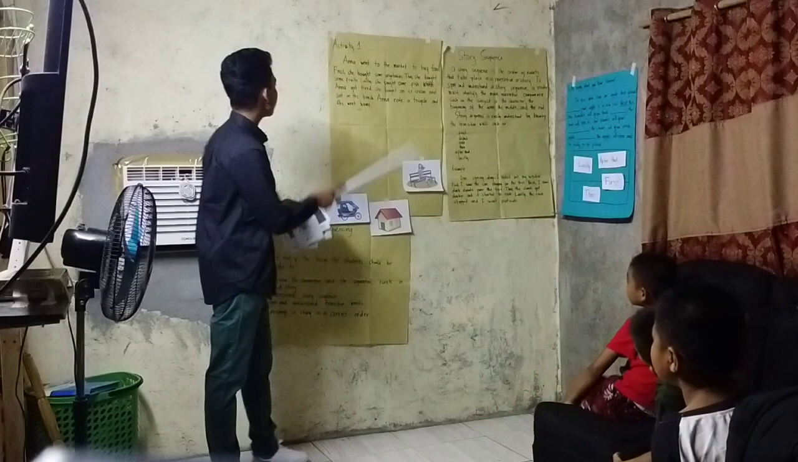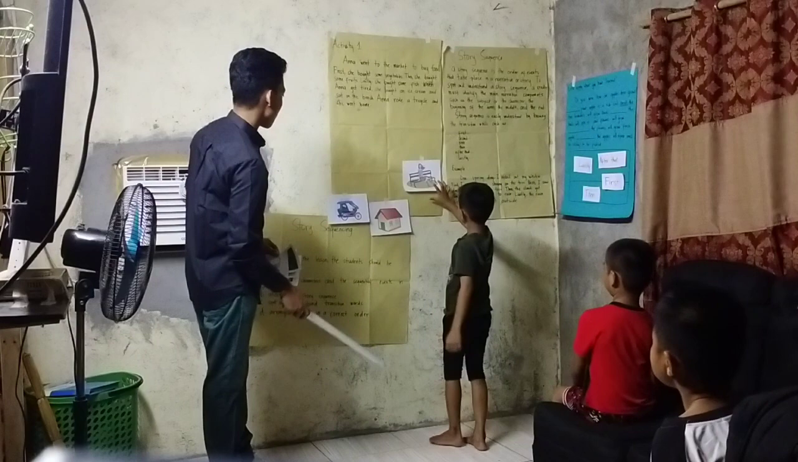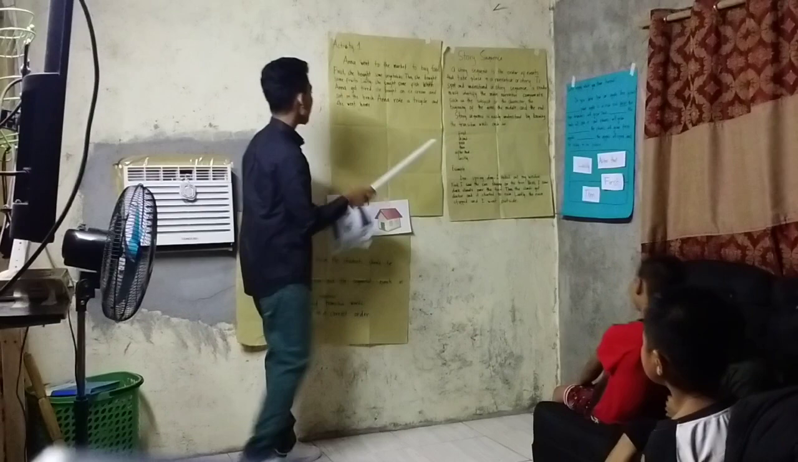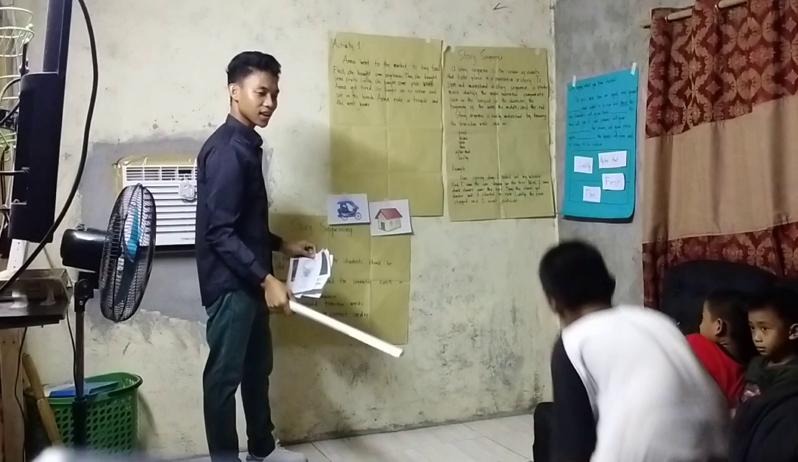And then, she sat on the bench. Where's the bench? Okay, Grio, where's the bench? Okay, she sat on the bench. Very good. Okay, then Anna rode a tricycle and she went home. JR, where's the tricycle? Okay, very good.